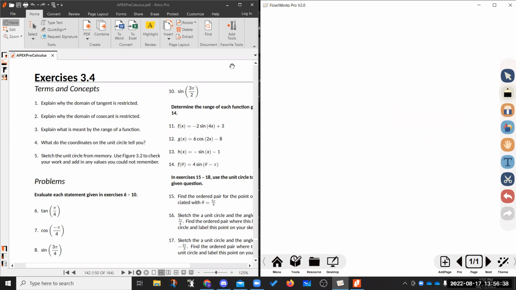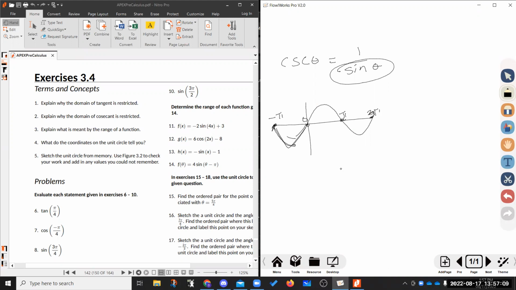Explain why the domain of cosecant is restricted. So cosecant is equal to 1 over sine of theta, so the reciprocal of sine. So the zeros of sine are going to make cosecant undefined. Sine looks like this, and it's a wave that keeps going forever in both directions. So it's got zeros at 0, at pi, at 2 pi, all the multiples of pi, negative pi, and so on. So those are the places where cosecant is undefined.